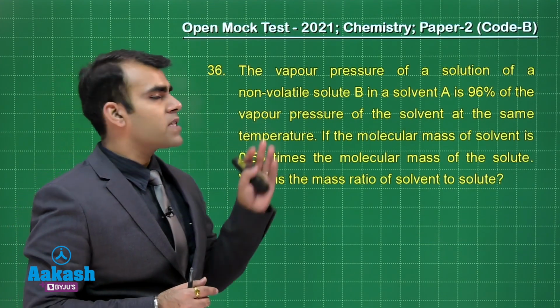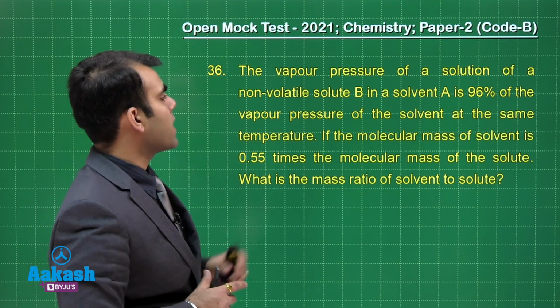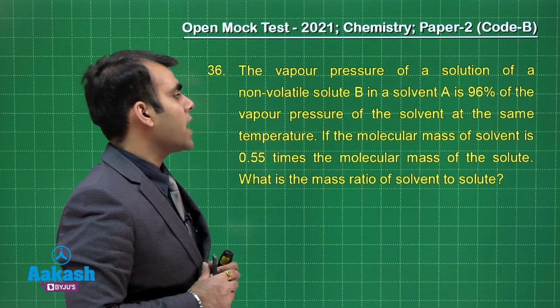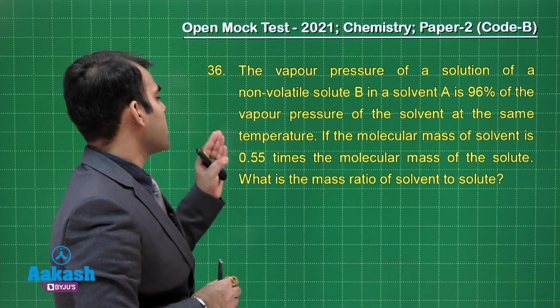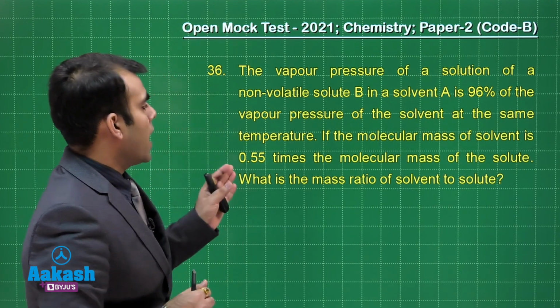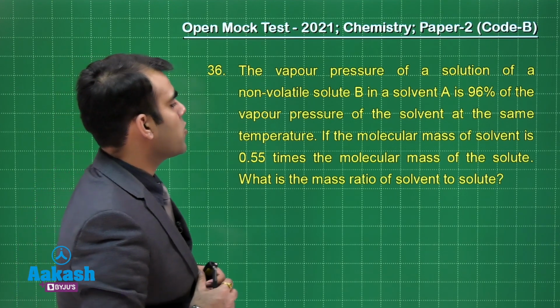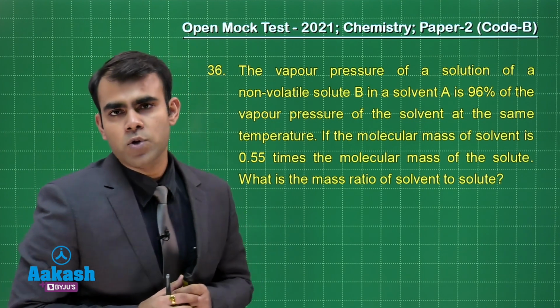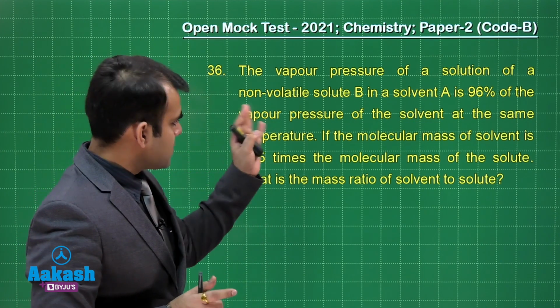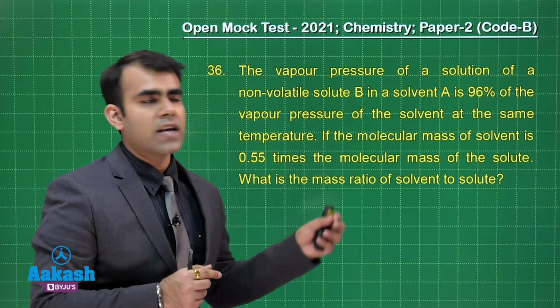Now moving on to the next question, that is question number 36. Question number 36 says the vapor pressure of a solution of a non-volatile solute B in a solvent A is 96% of the vapor pressure of the solvent at the same temperature. If the molecular mass of solvent is 0.55 times the molecular mass of solute, what is the mass ratio of solvent to solute? Now this question is on an easy side, or you can say on a moderate side. It is not that tough.